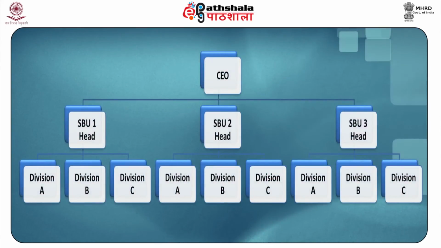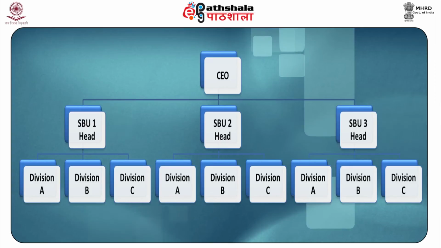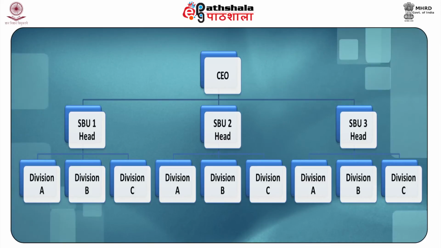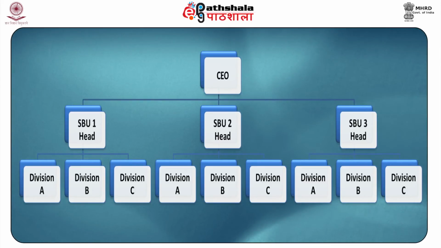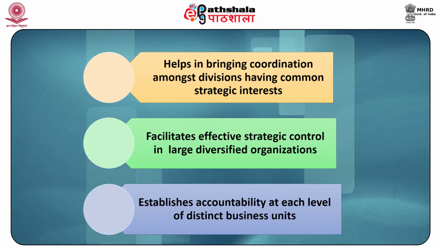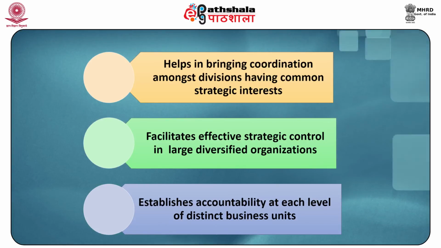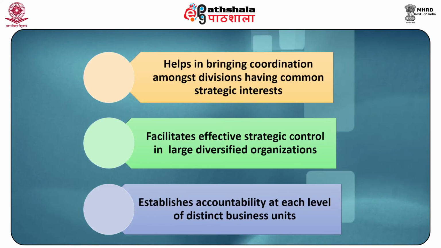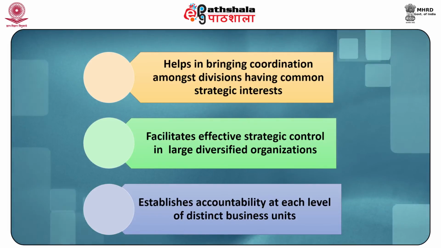The strategic business unit structure is given as follows: the CEO is on the first level, then there are 3 SBU heads, that is SBU 1 head, SBU 2 head and SBU 3 head. Each head has 3 divisions, that is division A, B and C respectively. The advantages that the SBU organization structure offers are that it helps in bringing coordination amongst divisions having common strategic interests, facilitates effective strategic control in large diversified organizations, and establishes accountability at each level of distinct business units.